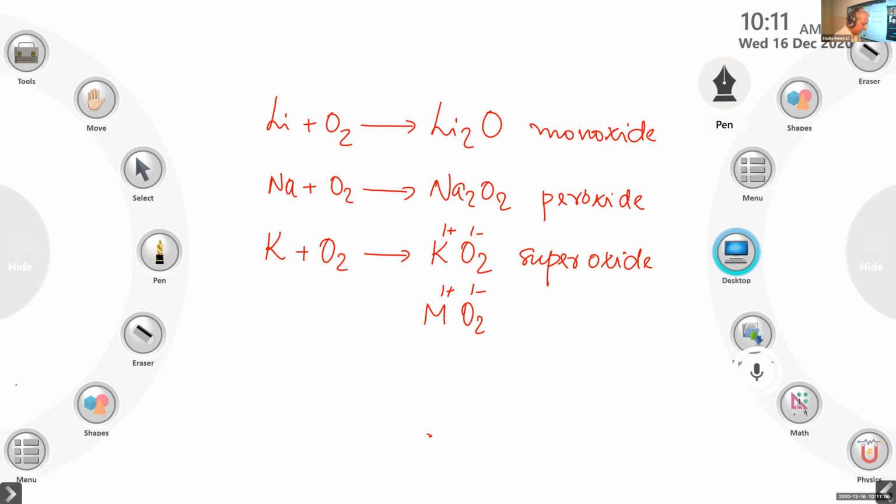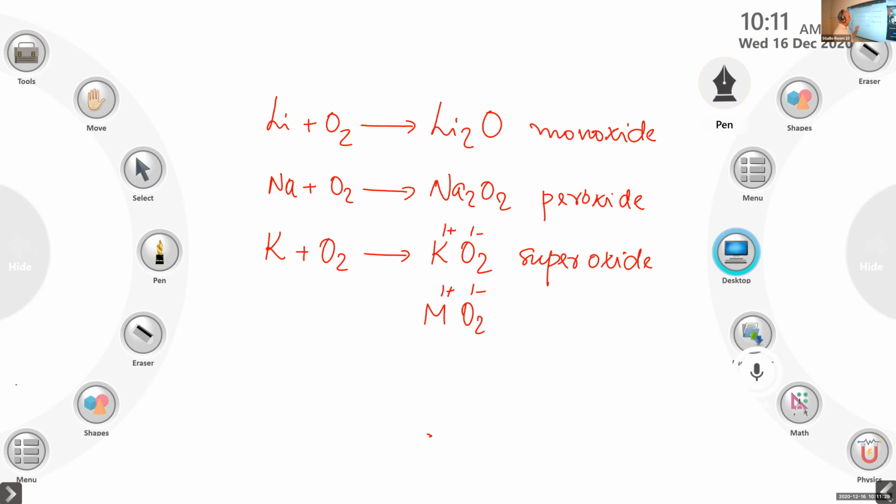Now you come back to page number 4, point number 13. The superoxide O2 minus 1. The superoxide ion is minus 1 here.